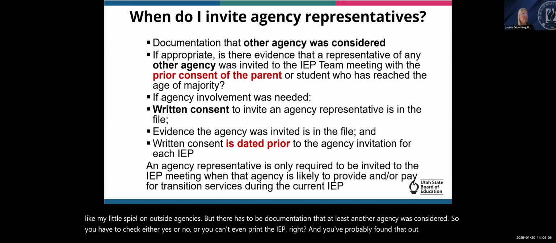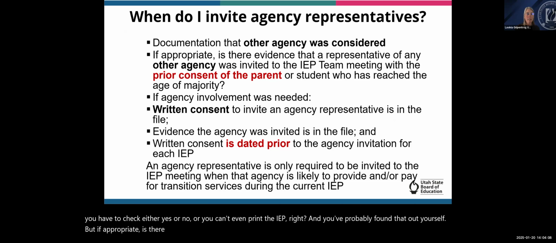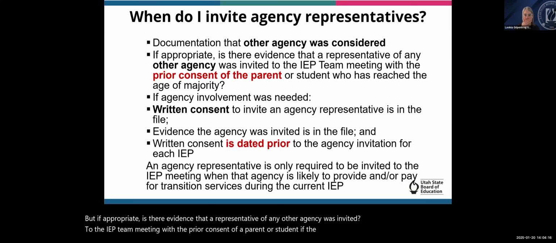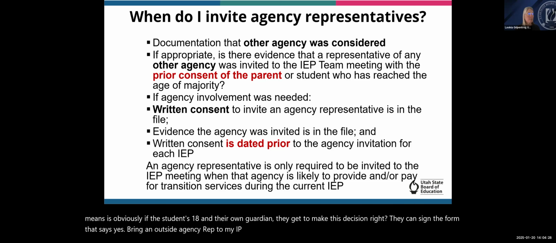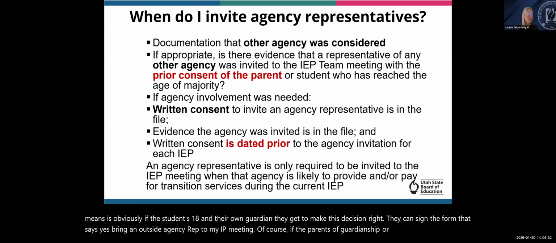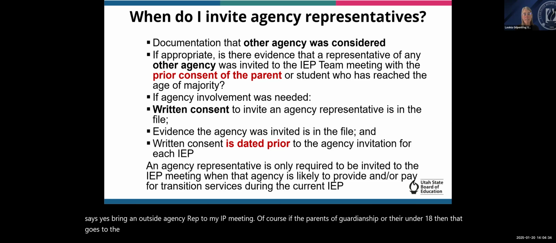But if appropriate, is there evidence that a representative of any other agency was invited to the IEP team meeting with the prior consent of a parent or student if the student has reached age of majority? So what that means is obviously if the student's 18 and they're their own guardian, they get to make this decision, right? They can sign the form that says, yes, bring an outside agency rep to my IEP meeting. Of course, if the parents have guardianship or the student is under 18, then that goes to the parent. So there has to be written consent.